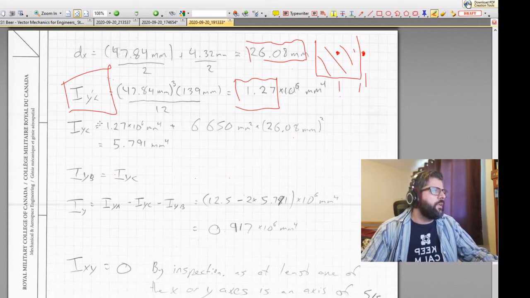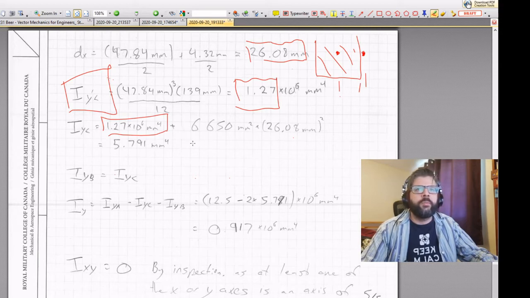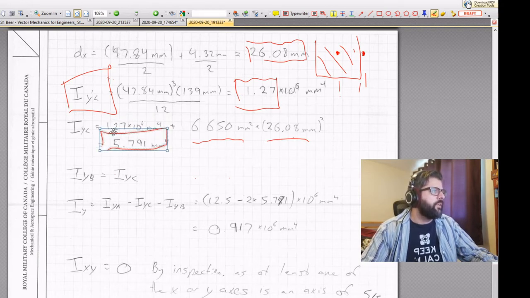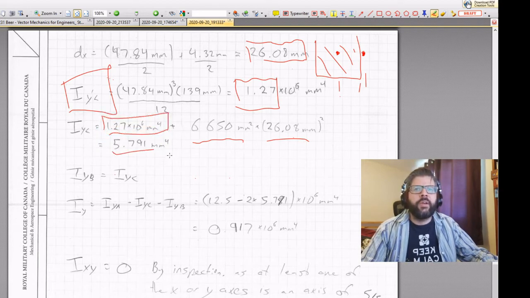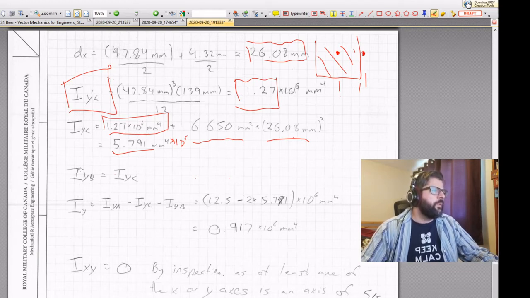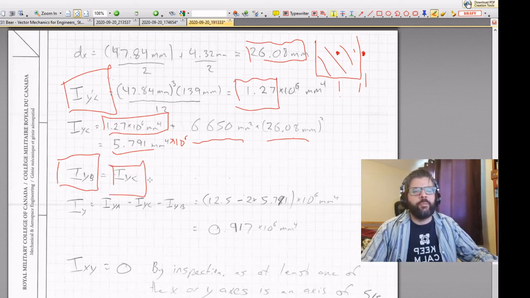So our total IYC is just going to be that, plus invoking our parallel axis theorem. Got the area that we calculated, and we need the distance, the dx squared. So all those together works out to be 5.79, again times 10 to the 6 millimeters to the fourth. So next thing that we know, our IYB is equal to IYC, again because it is symmetrical about the y-axis.